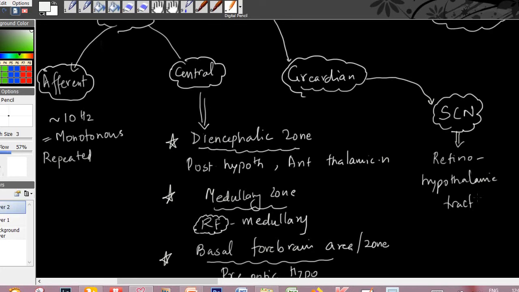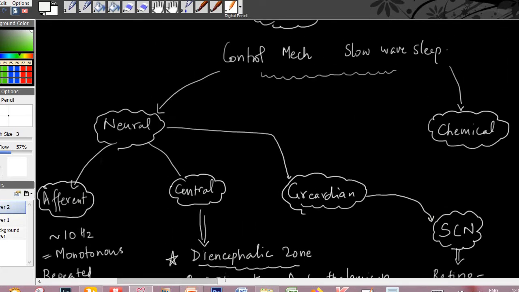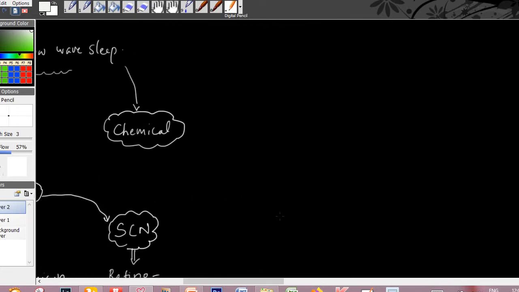Now let us come to the chemical mechanisms. Let us try to learn all those chemical things which are making us sleep and which are inhibiting us from sleep. The first one would be serotonin. What does serotonin do to sleep? It suppresses sleep.